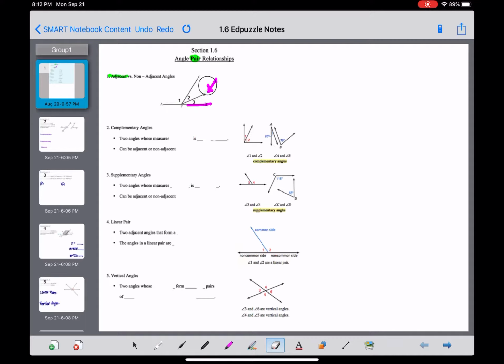A pair of non-adjacent angles do not have a common side. An example would be angle APC and angle DPB, because they don't have that common side in the middle like adjacent angles do.